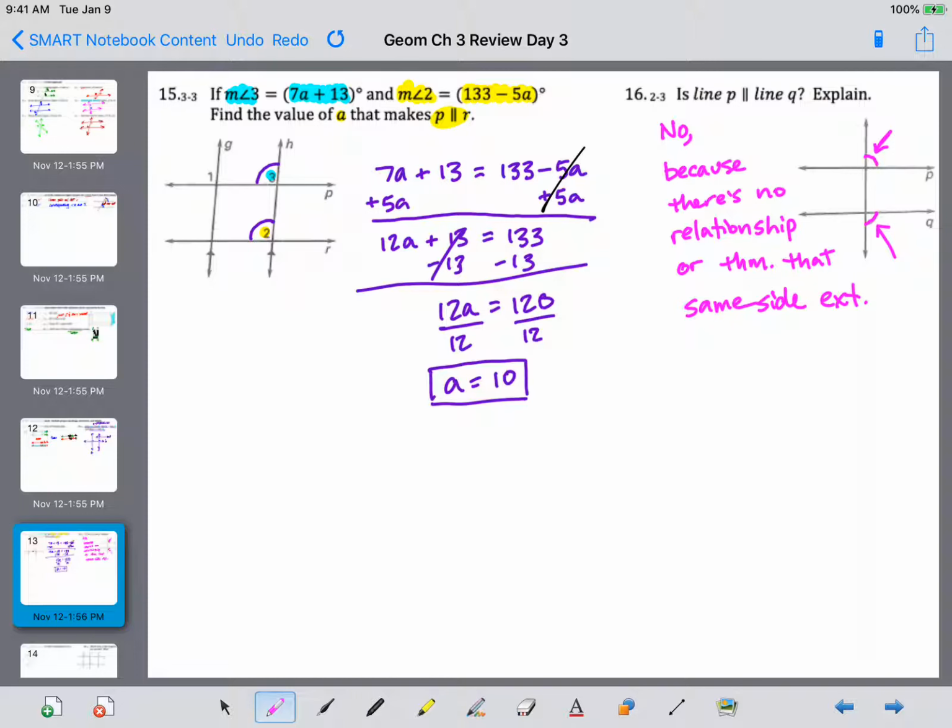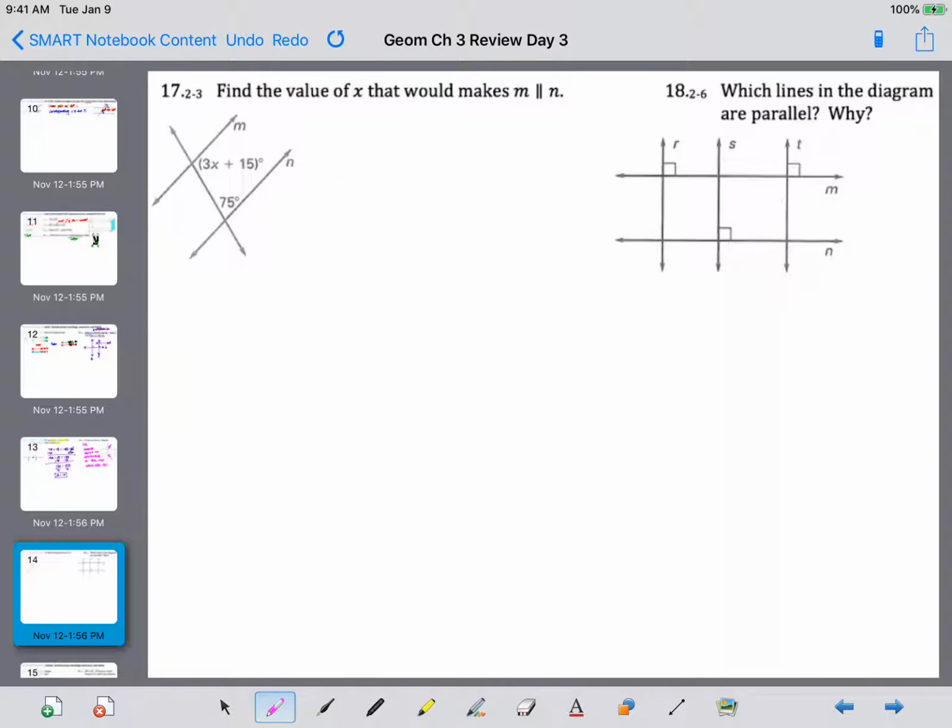Okay, let's look at our next examples here. Find the value of x that would make M parallel to N. Well, if we look at our two types of angles, these are consecutive interiors. So if we can make those add up to 180, those two lines would be parallel. So let's take 3x plus 15, add this 75, and set that equal to 180. So I've got some like terms here. Positive 15 and positive 75 adds up to 90.